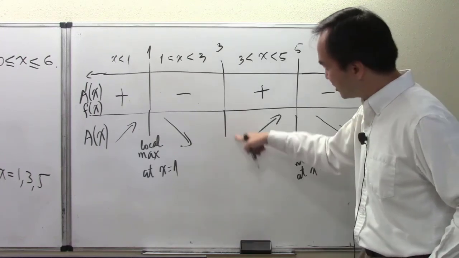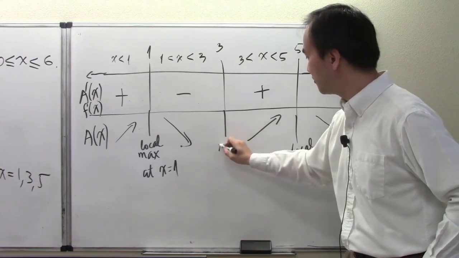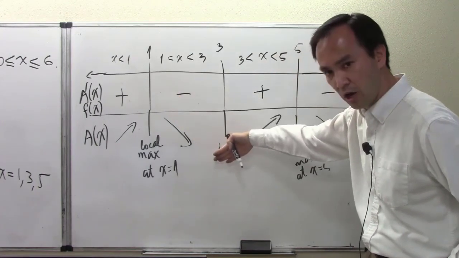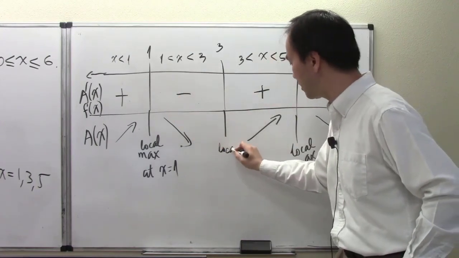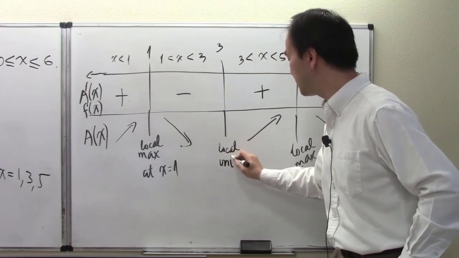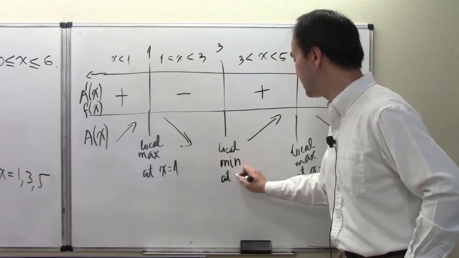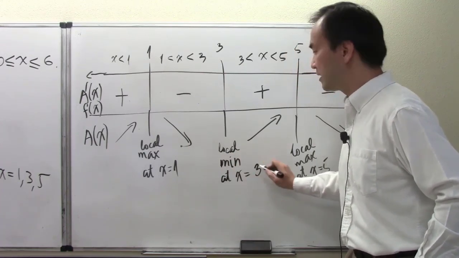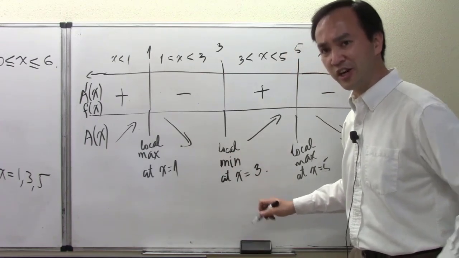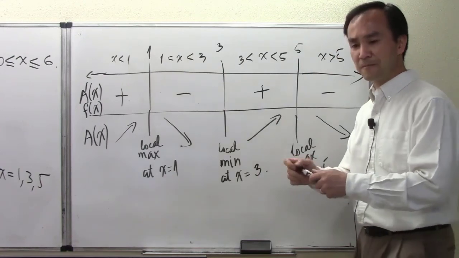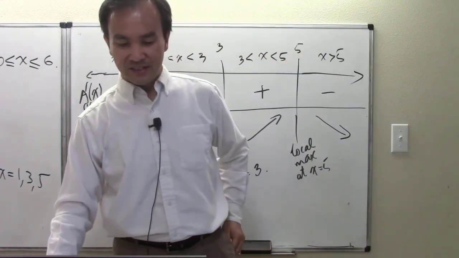And so what about this one right here? When x equals 3, the function drops to a low and hits back up high right here. So we call this a local minimum, okay. It's a local minimum at x equals 3. And so now on one sign chart, we found the answer for all two questions, okay.